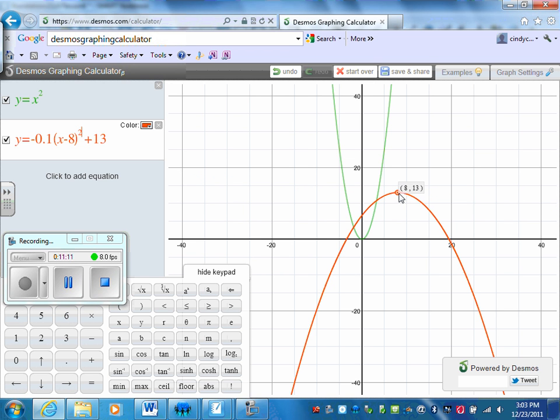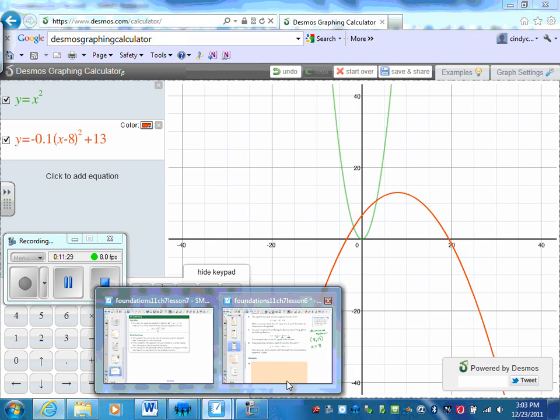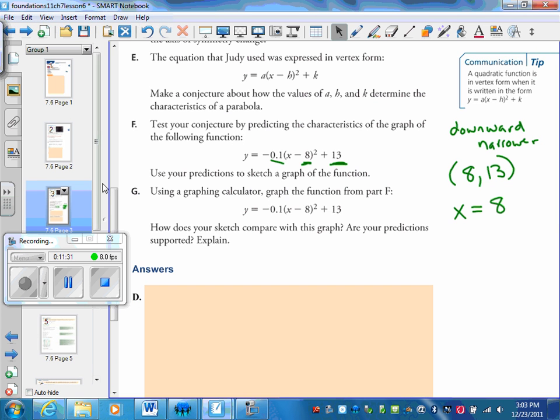There's our vertex. Is that concave down? Yes. Is it narrower? Ms. Cantlon made a mistake. It should have been wider. Hopefully you guys yelled at me. Okay, it's concave down. The vertex is at 8 and 13, and the axis of symmetry, if we cut it in half, would be at x equals 8. Perfect. Okay, so this is super powerful information that we have.